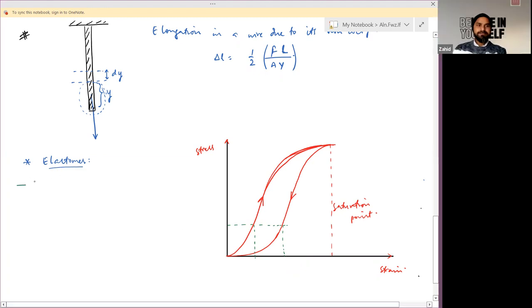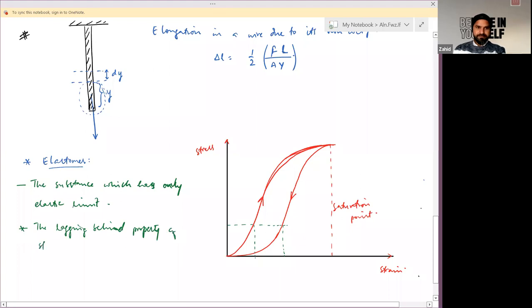So first, elastomer. The substance which has only elastic limit. Next is the lagging behind property of stress with respect to strain is called hysteresis. Or you can say it is mechanical hysteresis.